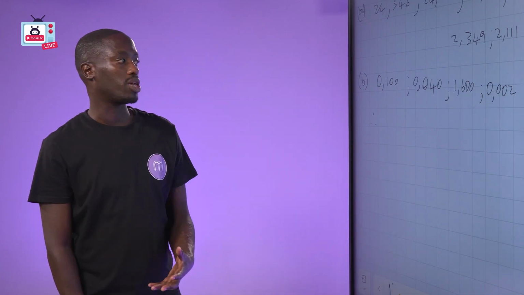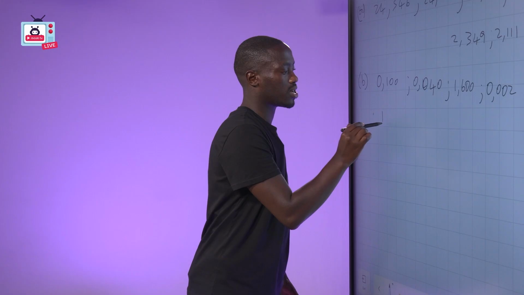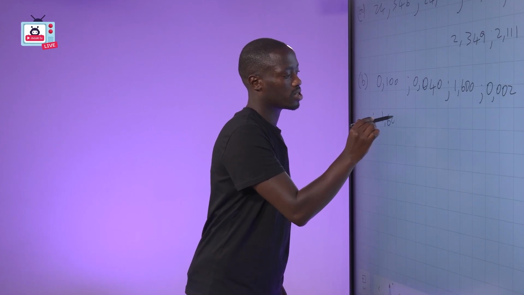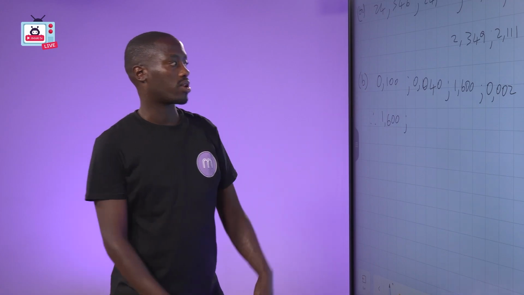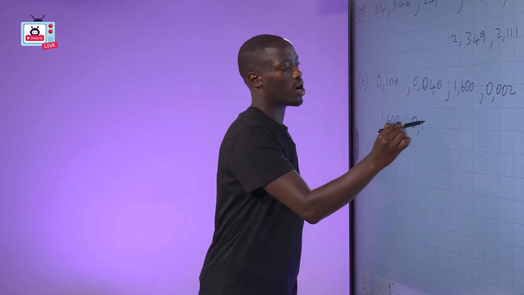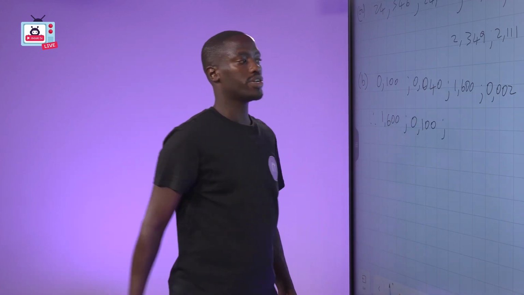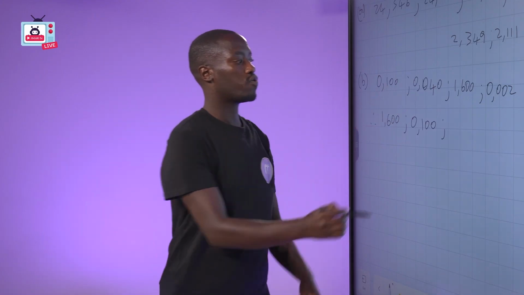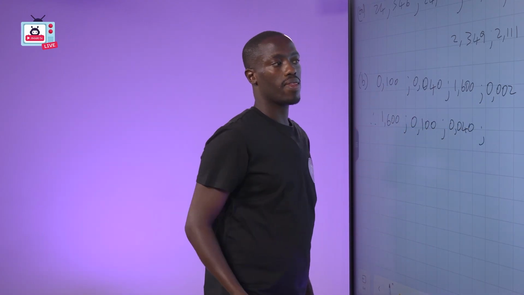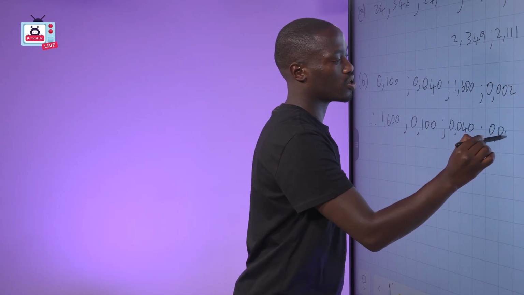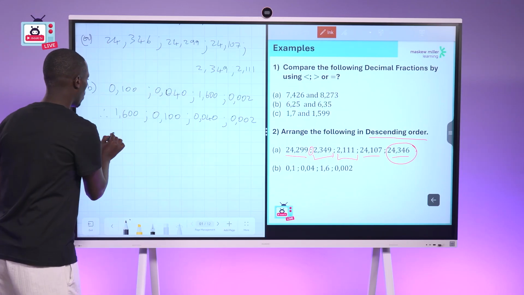So which number is bigger? It's the 1,600, which is 1.600. The next one will be 100, which is 0.100, the next one will be 40, which is 0.040, and then the next one will be 0.002. Now remember, you were not given these numbers. These are the numbers you were given, so you can go back and write them.